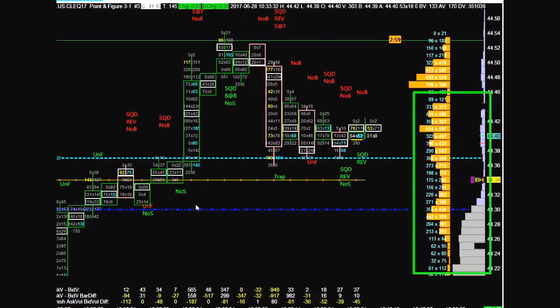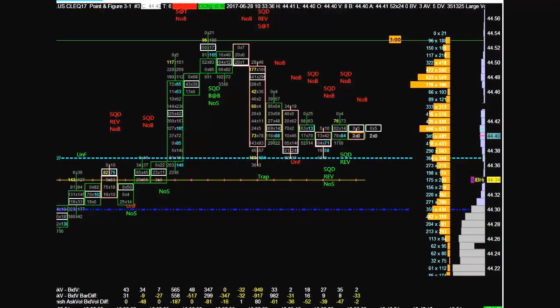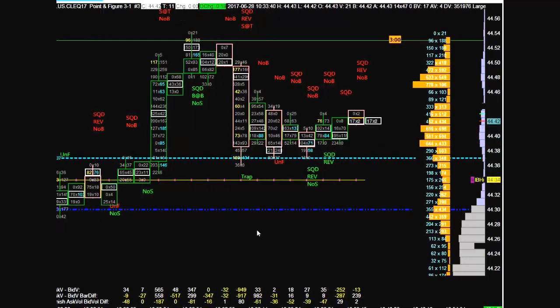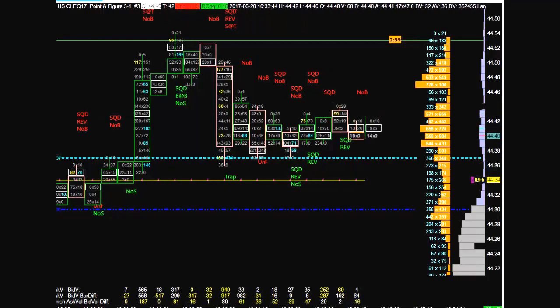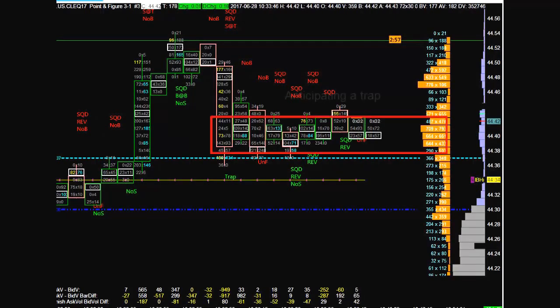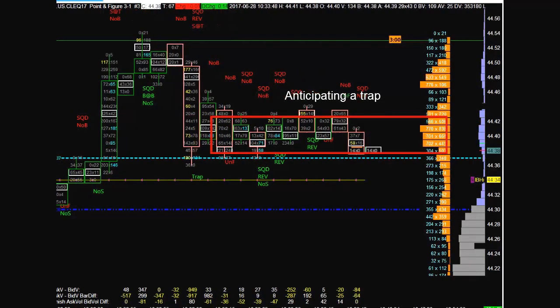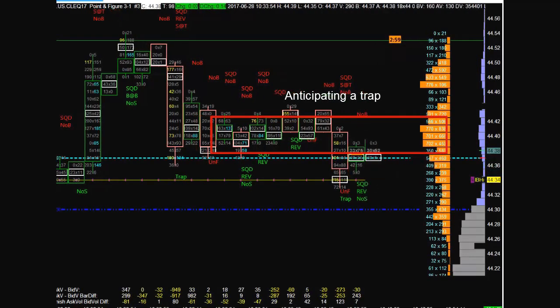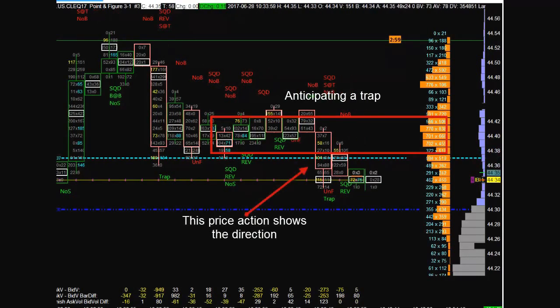So there is an opportunity to short. It's possible, but you want to keep your tight stops. You want to watch for this developing auction right here between 44.38 and 42. We're looking to set up a trap. There we go. We're anticipating a trap. There's the initial direction. We're going to wait for the retracement back up into resistance now. We're going to try to take a short.